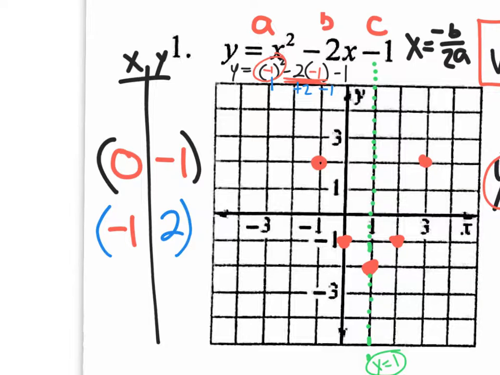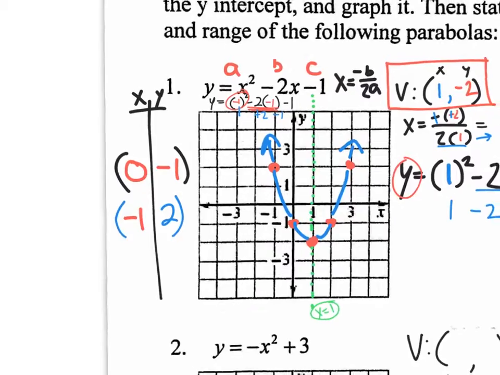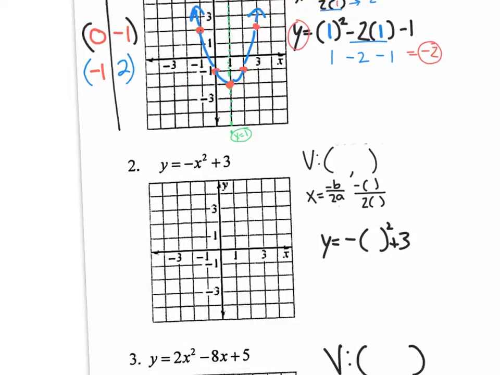And notice, we already have enough dots that'll give us a perfect U-shaped curve. That's good enough. Let's just draw a line right through them. And don't forget to put the arrows up here at the end because it does continue to go up forever and out forever, technically. And that's it. Let's move on to the next one.